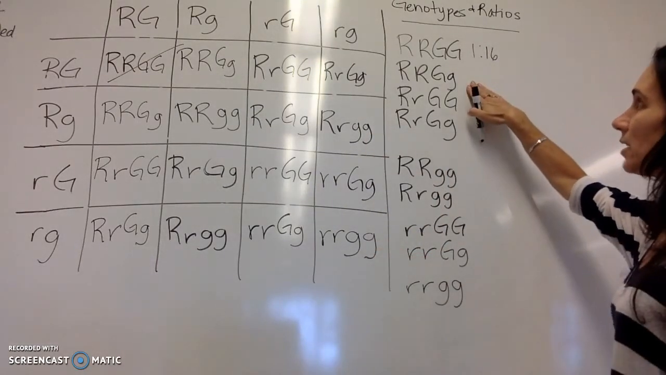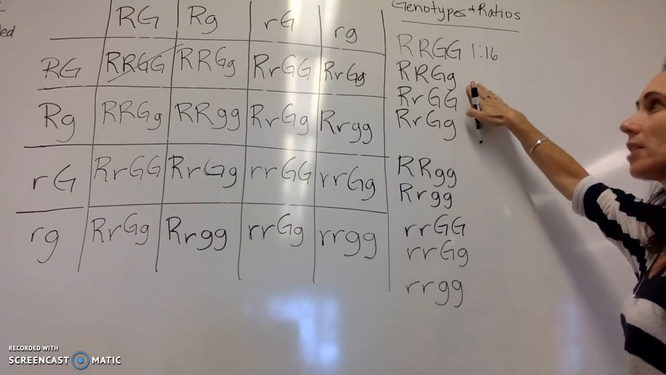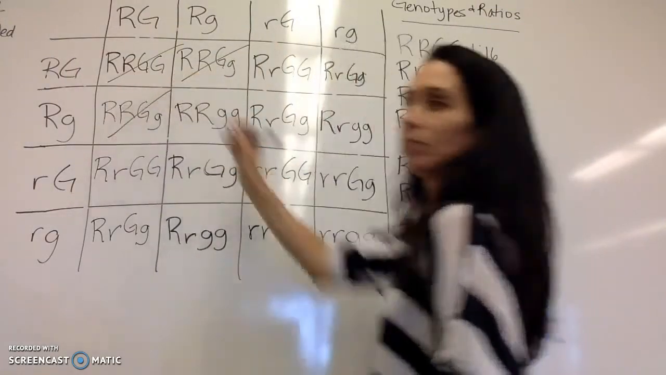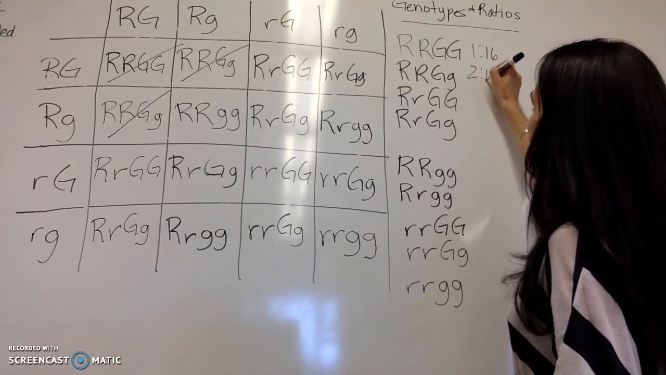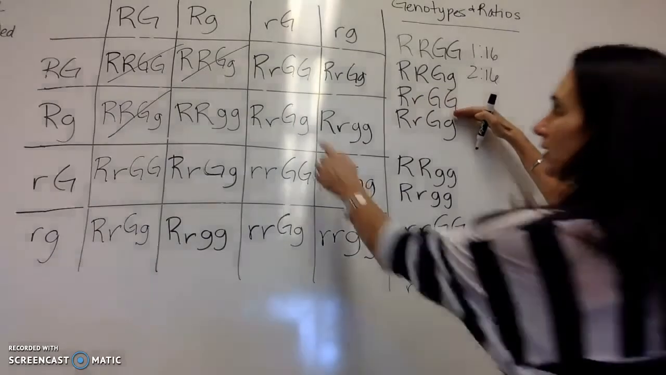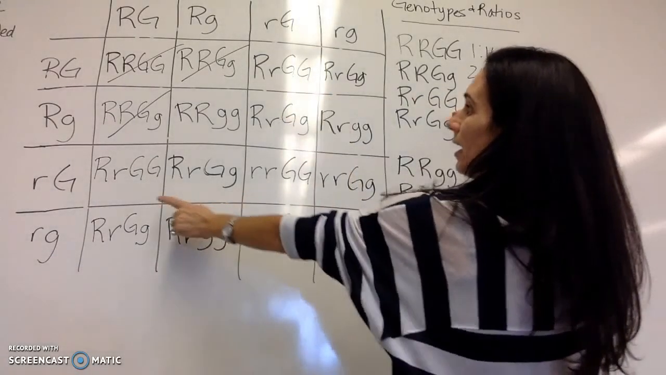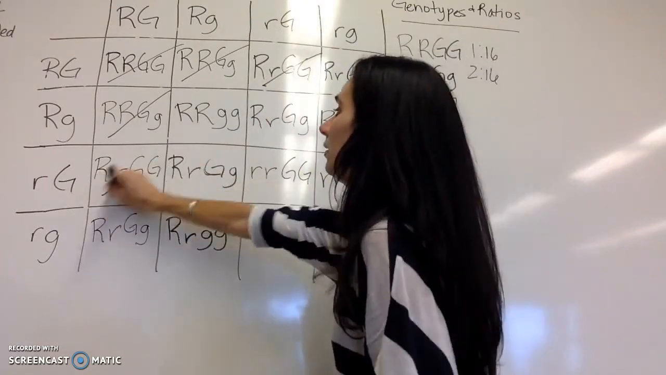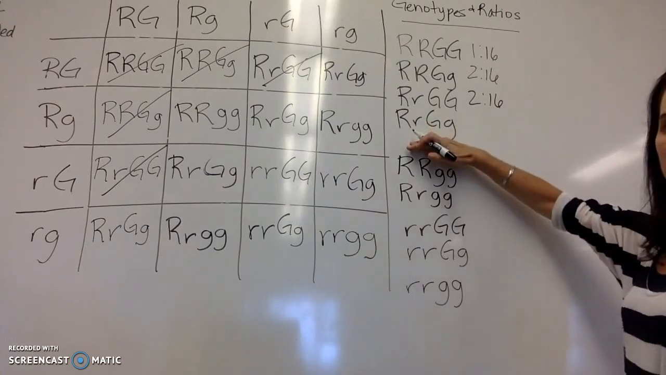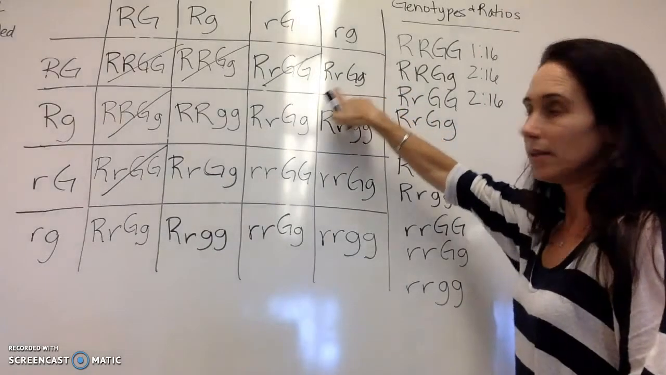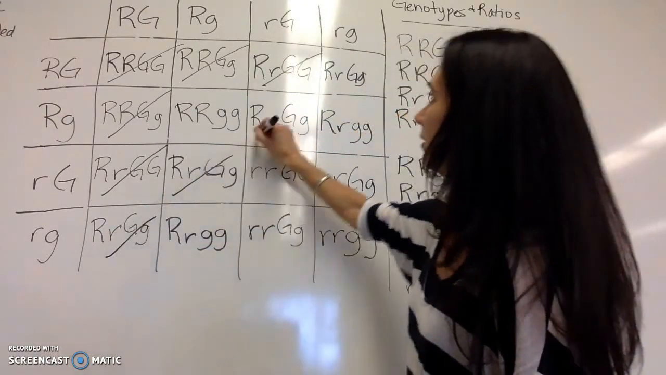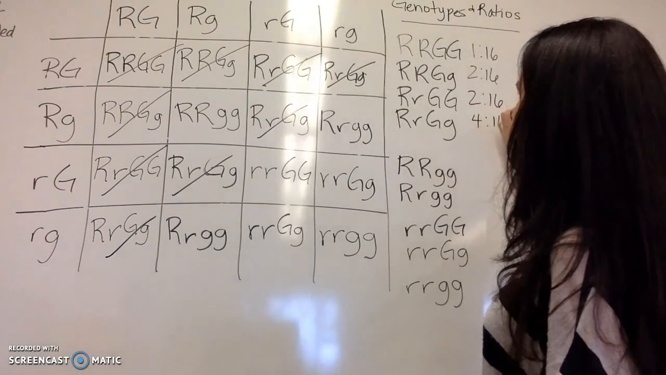Okay, homozygous dominant for the first trait and heterozygous dominant for the second, we've got 1 and 2. So we'll mark those off, 2 out of 16 times that genotype appears. Heterozygous with homozygous is 1 and 2. So we mark those off, 2 out of 16 times. And heterozygous for both traits, 1, 2, 3, 4. 4 out of 16 times.